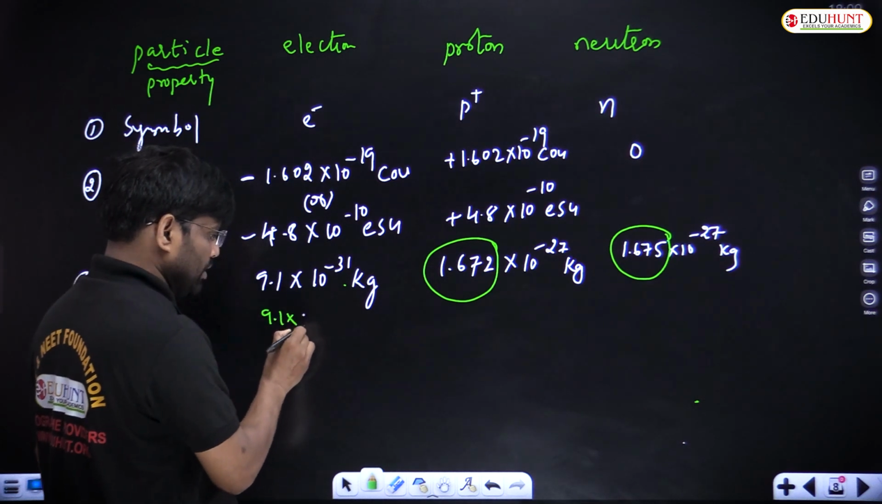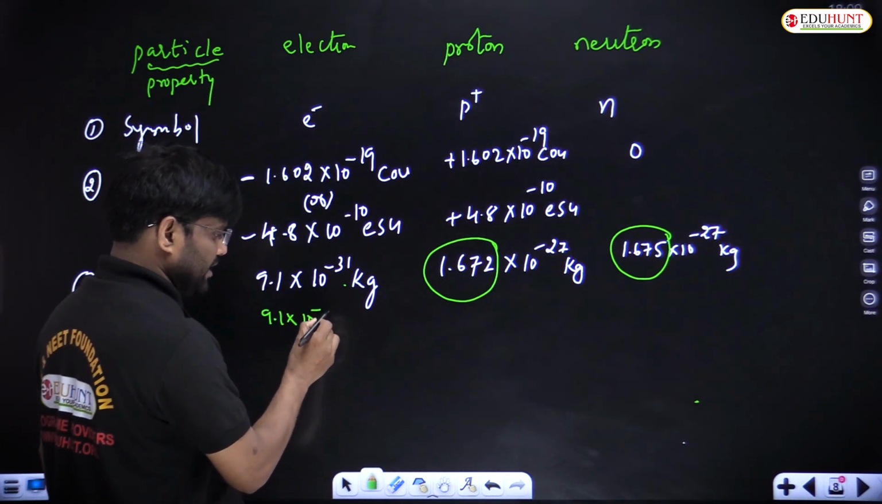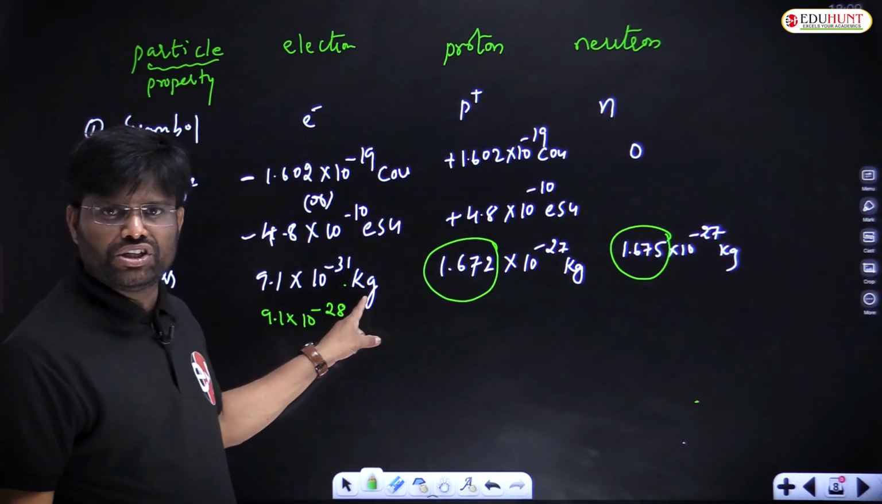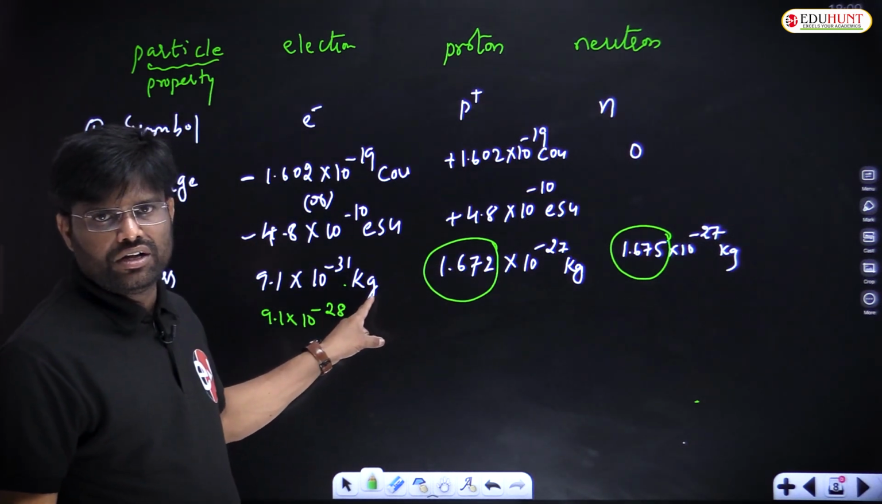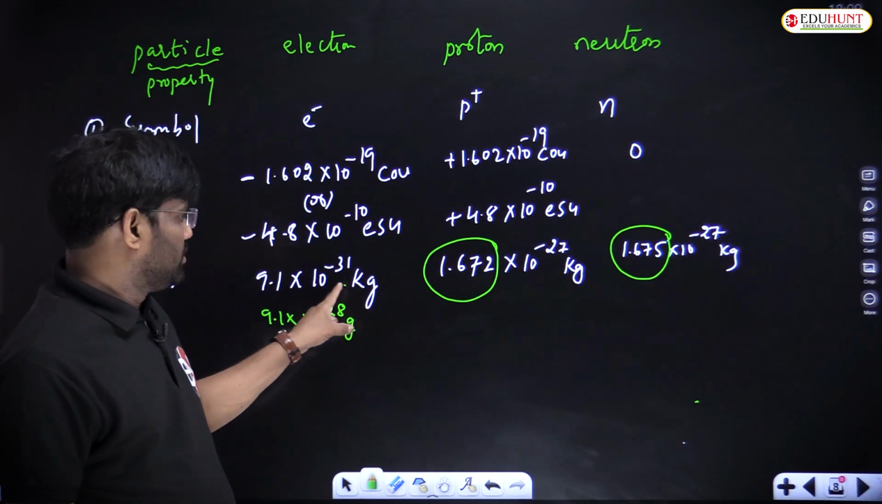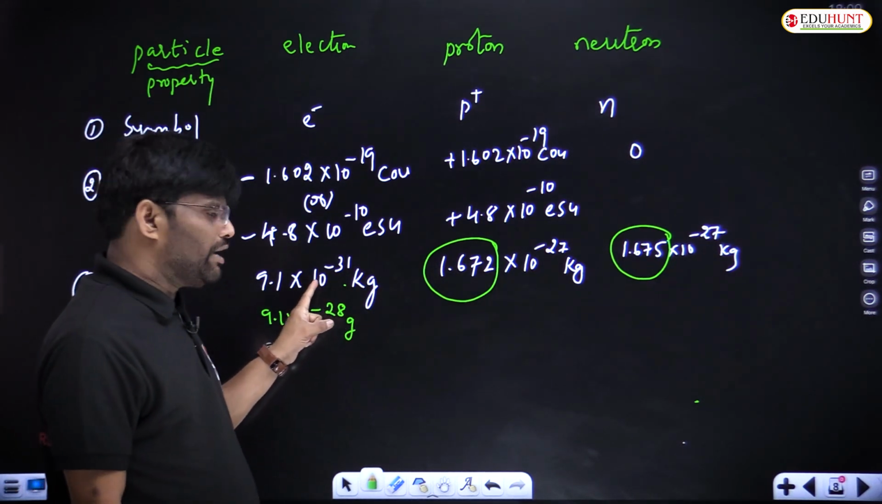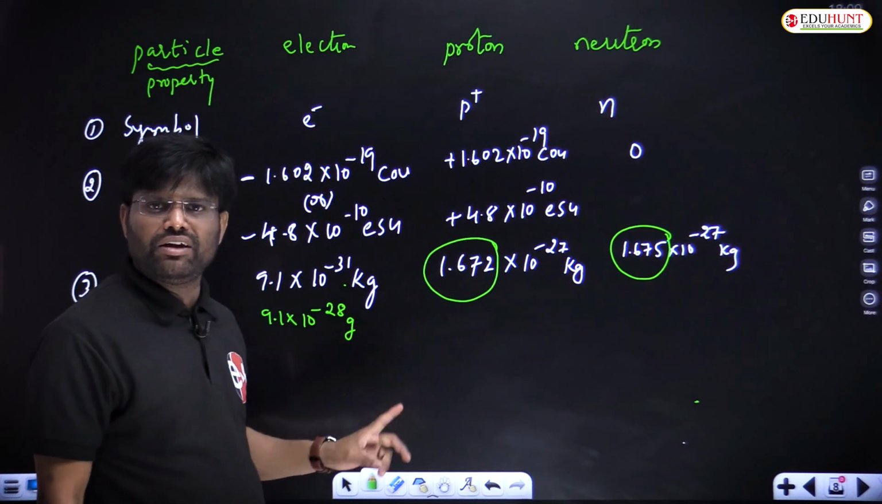9.1 into 10 to the power of minus 28 grams. Why? 1 kg is equal to how much? 10 cube, 1000 grams. So here, instead of 1 kg, you write 10 cube. 10 power minus 31 into 10 power 3. Then what is the value?